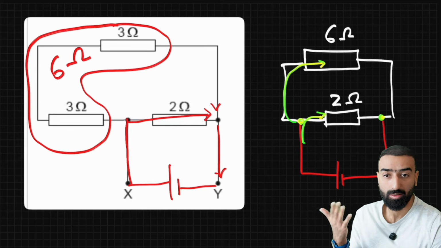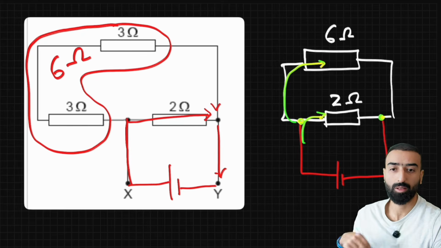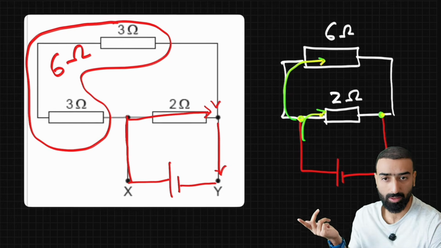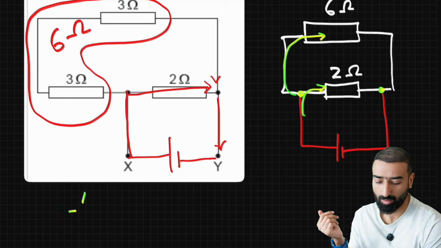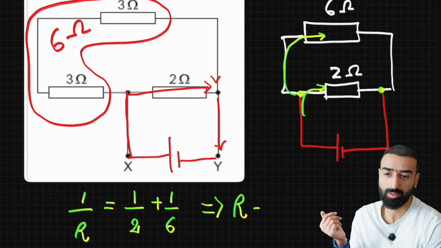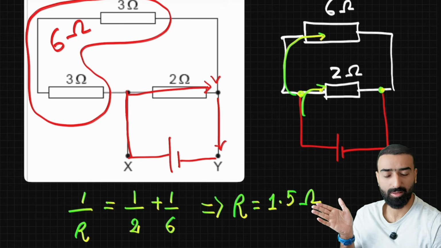In fact, the 6 ohm and the 2 ohm resistor are in parallel. To find the total, you need to use the parallel formula. It's the one that we discussed earlier: 1 over the total resistance is 1 over R1 plus 1 over R2. With some algebra, you'll find out that the equivalent resistance is 1.5 ohms. And that solves this problem.